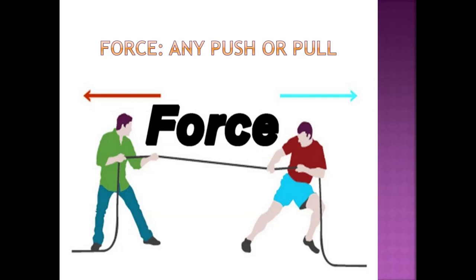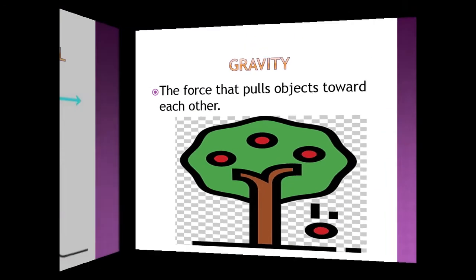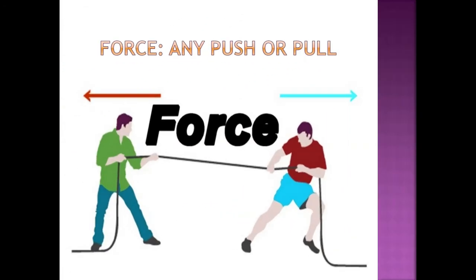Both of them are pulling, and the one who has more force will take all of that rope. Where do we use force? We use force when we are playing, when we open doors or windows. We use it when we open food, when we close things. We use it to push or pull.